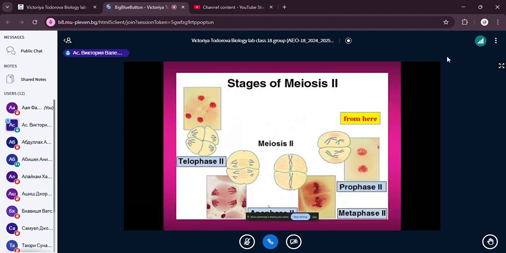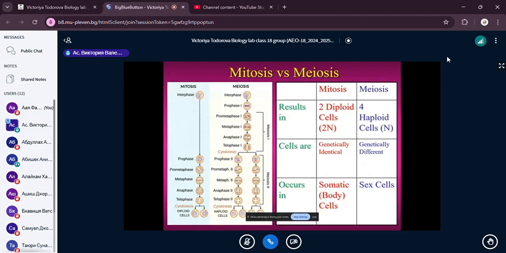But I want to show you something. Here you can see on this slide microscopic photos of the meiosis second division. Here you can see how long is mitosis, meiosis with 2 divisions, and just the differences, the accent of what are the differences between these divisions.